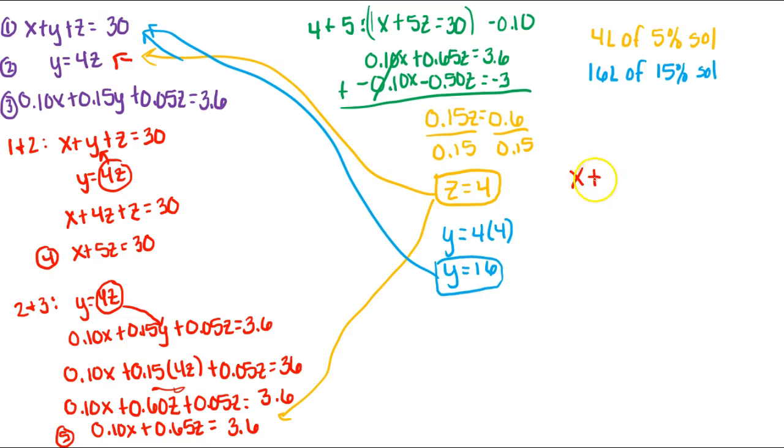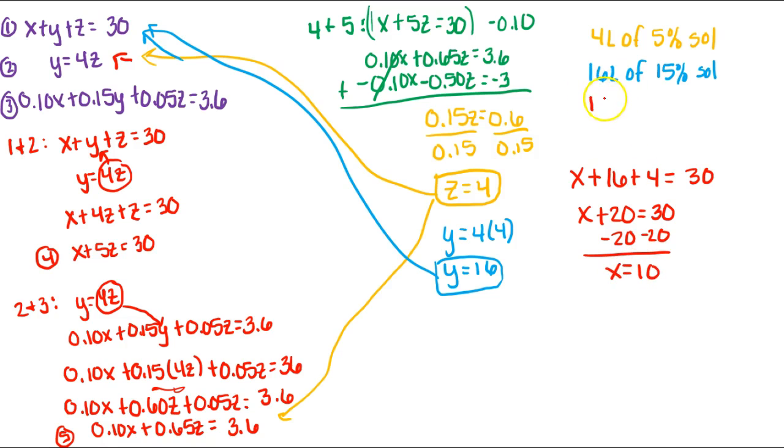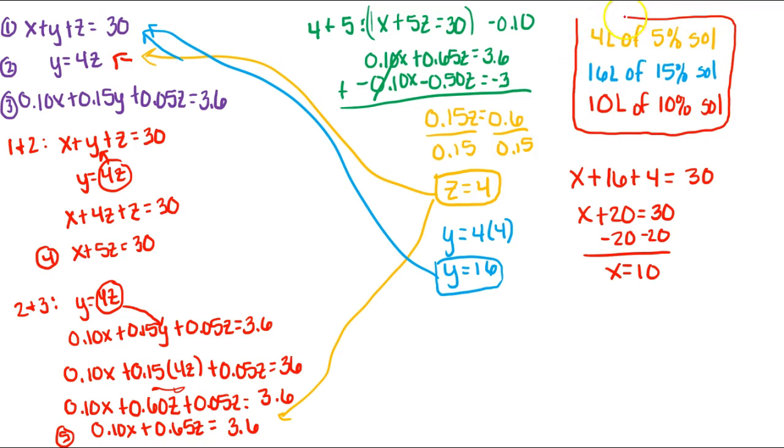And that should tell me what x is equal to. X plus the y we just found plus the z we found should be equal to 30. Alright, x plus 20 is going to be equal to 30. Let's subtract 20 over to the other side. X is going to be equal to 10. That means that we need 10 liters of the 10% solution. And here is the solution to my system.